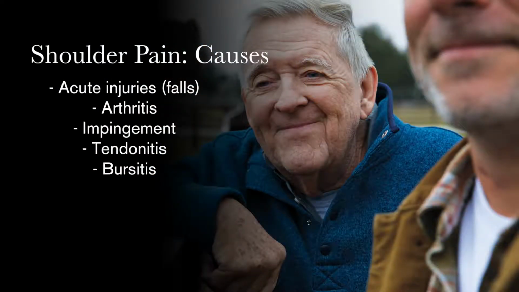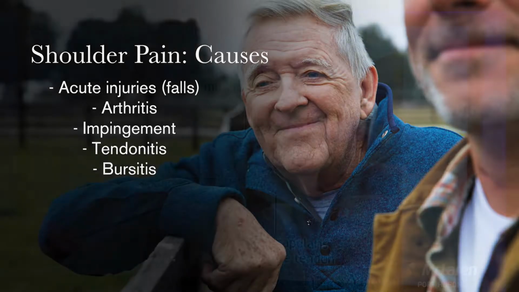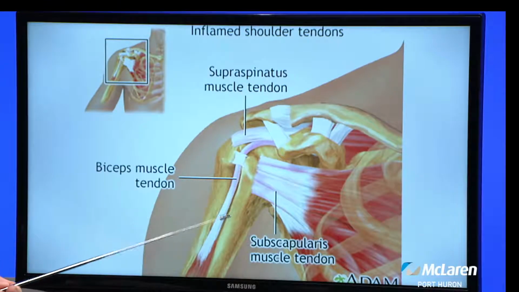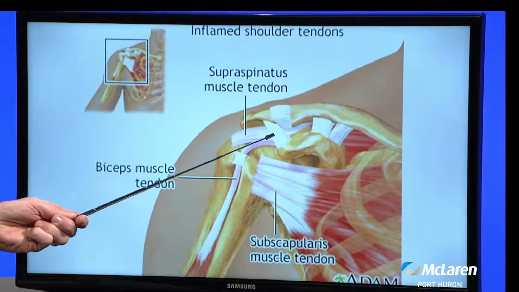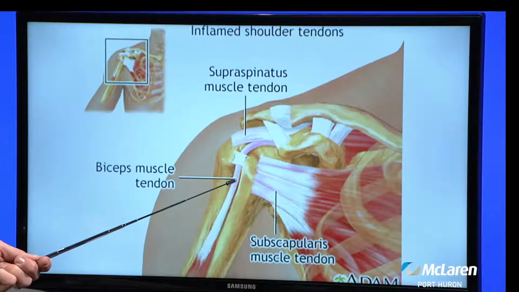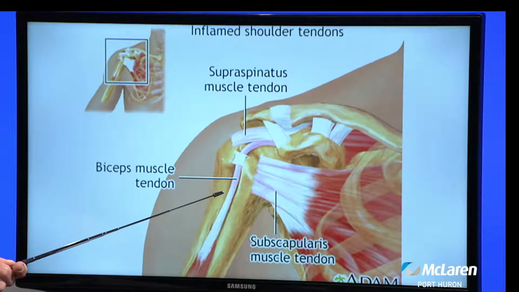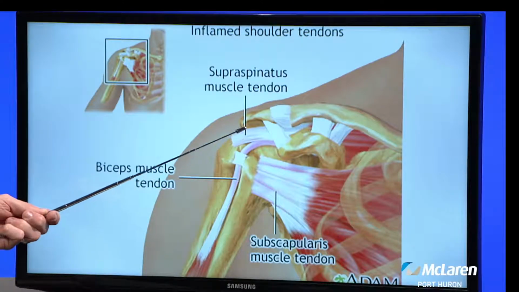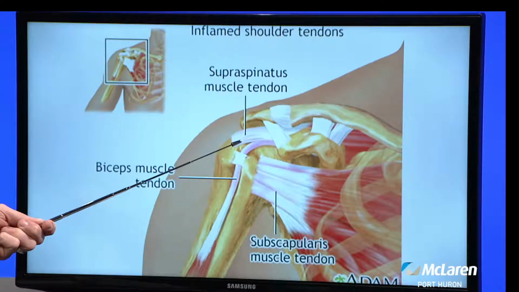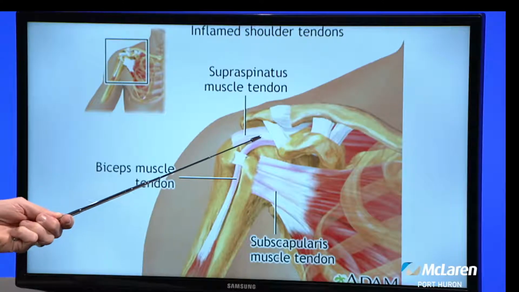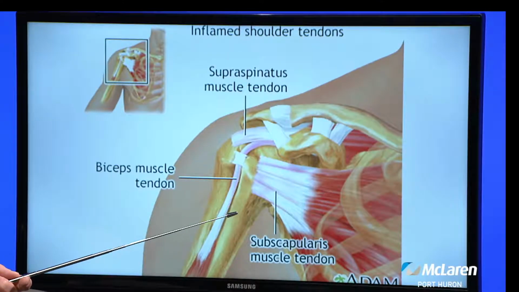Other causes, acute injuries, falls. You can actually tear this rotator cuff if you fall on an outstretched arm. Arthritis, loss of cartilage between the ball and the socket can cause a lot of pain and problems. The biceps tendon is probably one of the underestimated causes or sources of pain in the shoulder. You can injure that by lifting too heavy of things or too heavy of weights, going overhead too much, just like you can the rotator cuff. And people that develop rotator cuff tears actually can have more problems with the biceps as well.